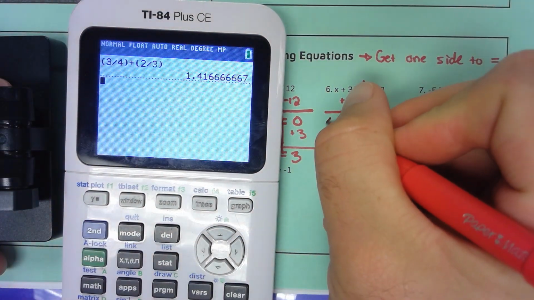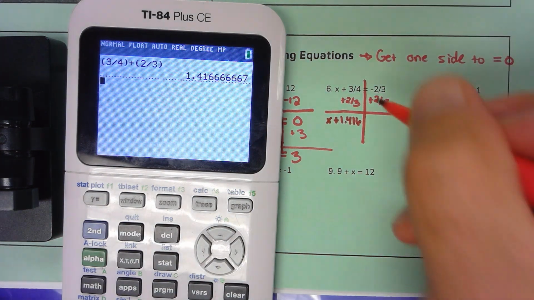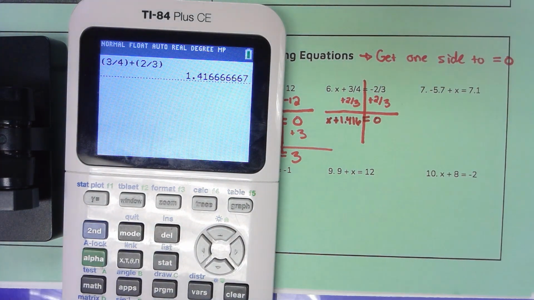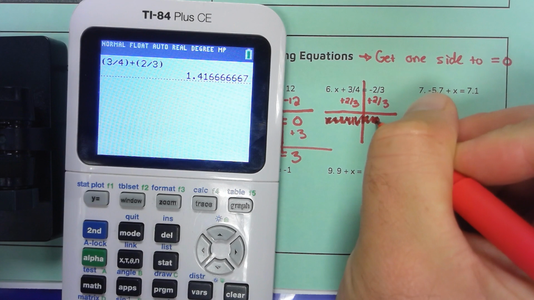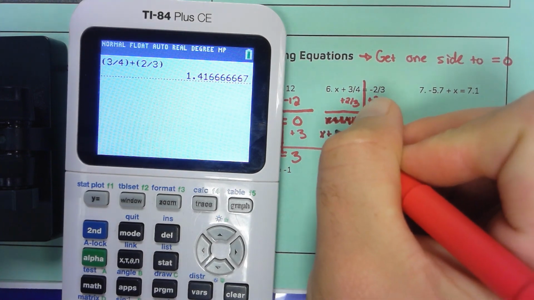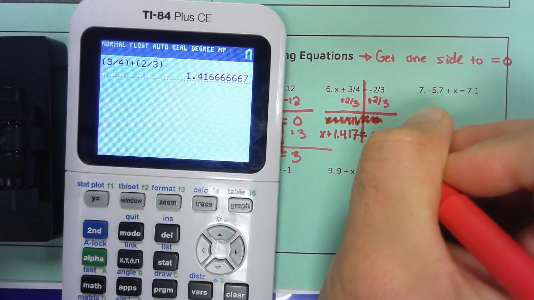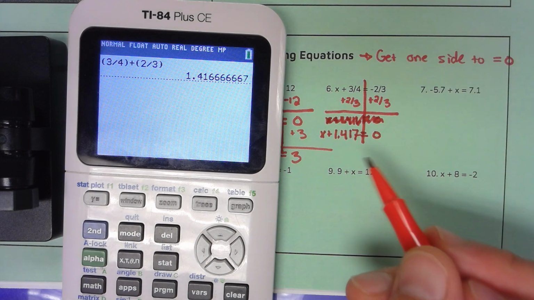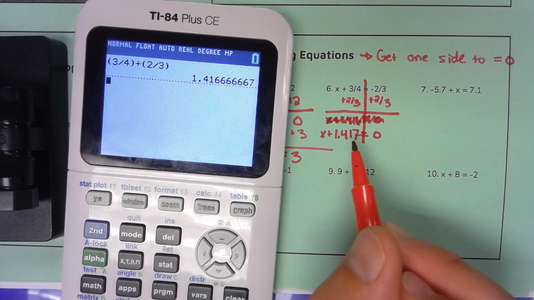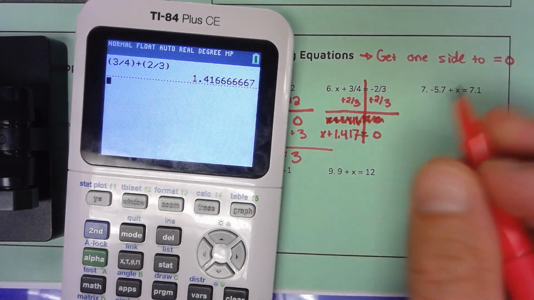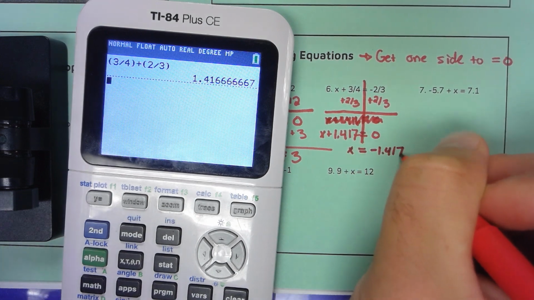So I'm going to say that I have x plus 1.416. We'll do 3 decimal places, and that equals 0. Yeah, I guess we should say 7. That's a good point. Let's rewrite that. x plus 1.417 equals 0. And so now, again, if we use that additive inverse property, we know that x just needs to be the opposite from what we just got. So x equals negative 1.417.